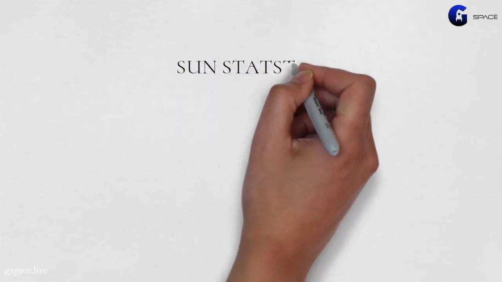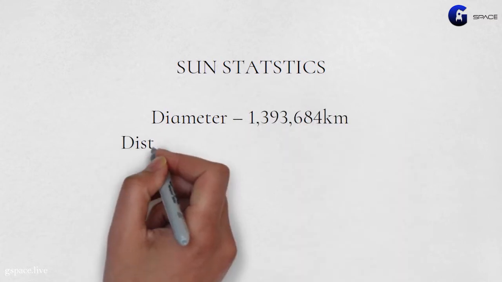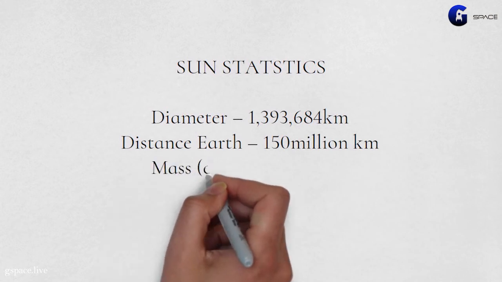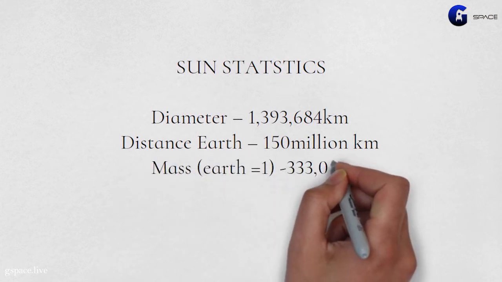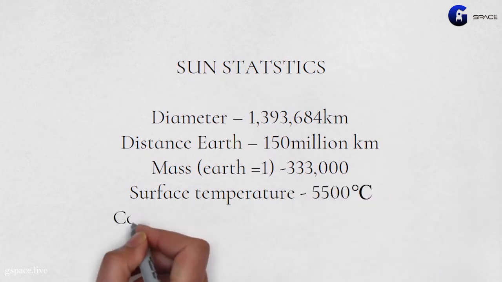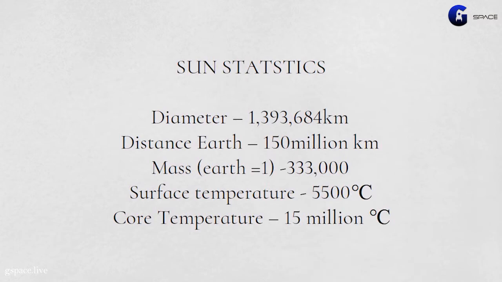Sun statistics. Diameter, 1,393,684 km. Distance from Earth, 150 million km. Mass, Earth equals 1, Sun equals 333,000. Surface temperature, 5,500 degrees Celsius. Core temperature, 15 million degrees Celsius.